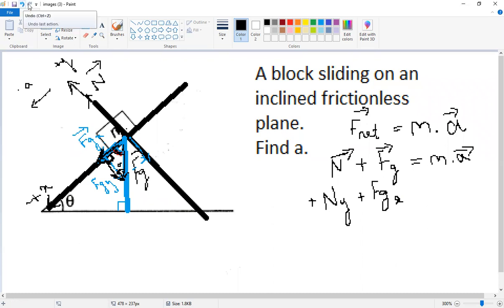So it's pointing in the negative y direction. This is the positive y direction. This is the negative y. So this is minus Fgy, equal to m times a. Okay, now here we removed all vectors and we just wrote down the components of these vectors, okay?